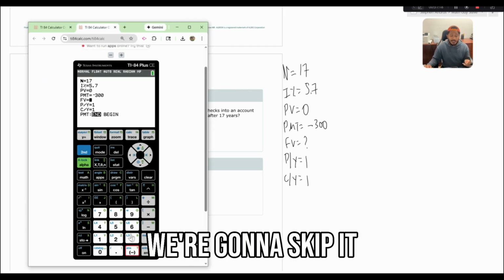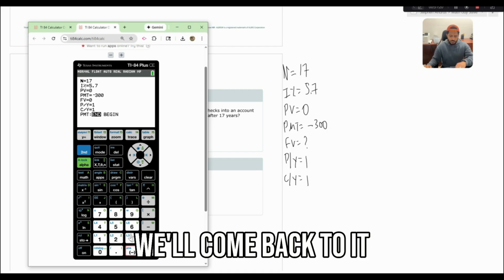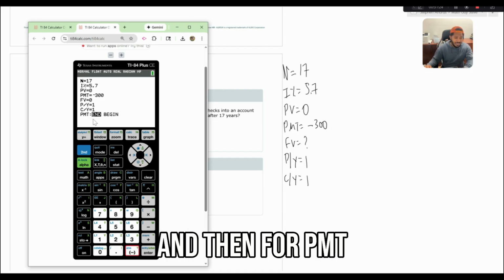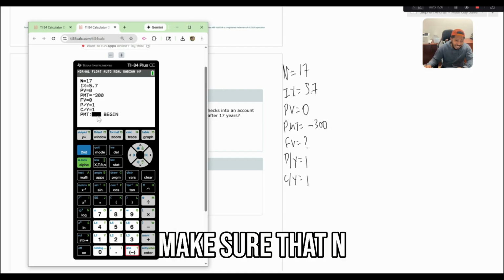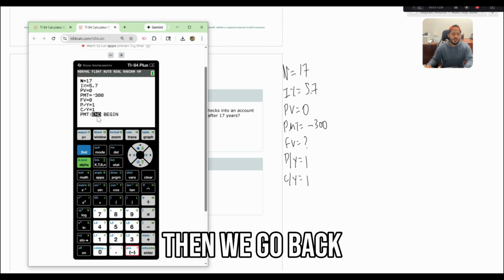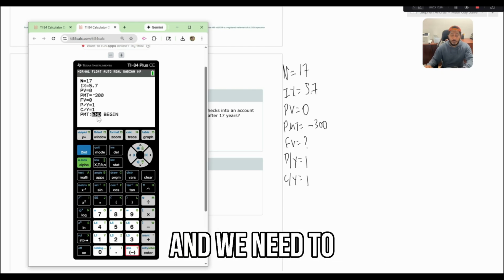When we get to FV, we're going to skip it. Whatever's there, just skip it, okay? We'll come back to it. Payments per year, compounds per year are both 1. And then for PMT at the end, make sure that end is highlighted, okay? Then we go back to FV, the one we're looking for, and we need to solve for this one.